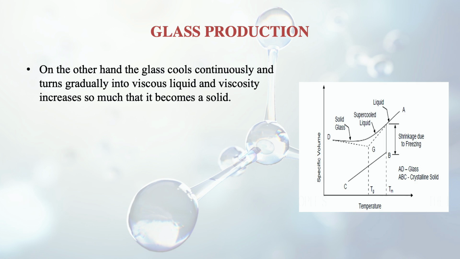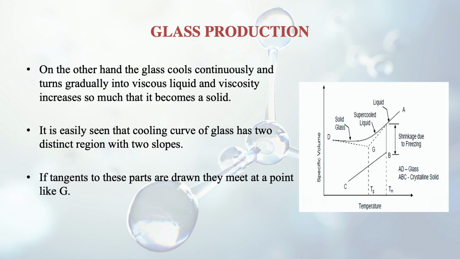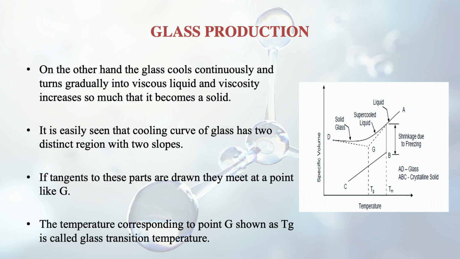On the other hand, if you see the glass curve, that is AD, it cools continuously and turns gradually into a viscous liquid, and viscosity increases to such an extent that it becomes a solid. So it is easily seen that the cooling curve of glass has two distinct regions with two slopes. You can see from the dotted lines, two tangents are there, one at the point D and the other one nearby A. These have different slopes, but these two tangents meet together at a point called G. The temperature corresponding to the point G is shown as Tg and is called the glass transition temperature.